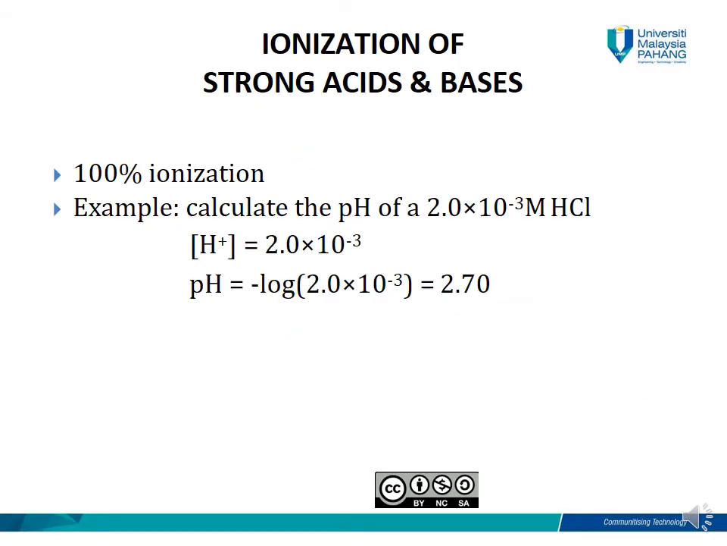Here we go to the next subtopic, the ionization of strong acids and bases. We can estimate that a strong acid and strong base will have 100% ionization. It means that they will completely react or completely dissociate. Consider a concentration of 2 times 10 to the power of minus 3 molar hydrochloric acid. Thus, the H plus equals the concentration of the hydrochloric acid, and the pH equals 2.7. You can see that the pH is low and it is in the acid range.